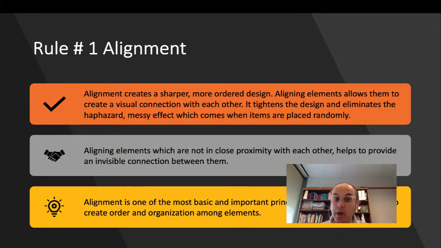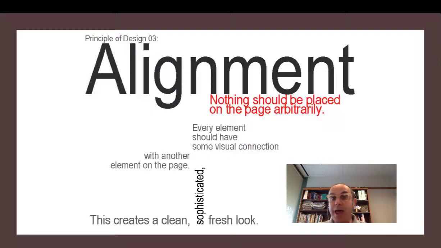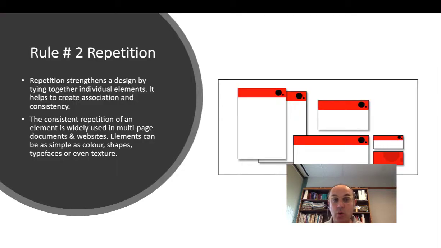According to him, the first rule of a good design for the web is alignment. Alignment creates a sharper, more coherent design, which means that everything has to be aligned in order for it to be comprehensible by the user who does not know the story behind your design. Alignment is one of the most basic principles in design, and it allows us to create order and organization among elements. Example, think about how the alignment of the key terms here helps make sure that we are aligned with the message that we are trying to convey.